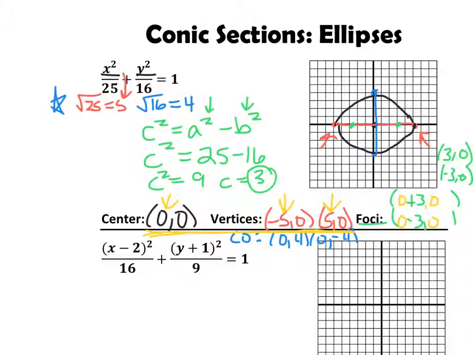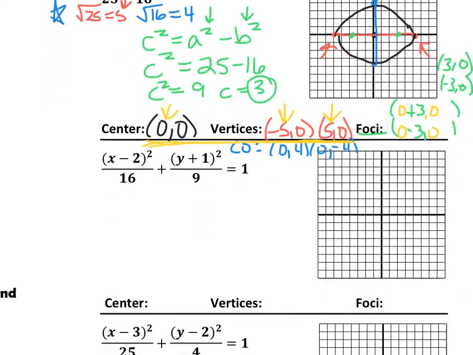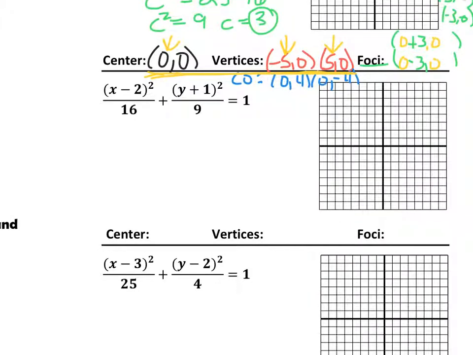Looking at the next one, here we have a slightly more interesting center. So my center here would be 2, -1, so let's graph that first. The square root of 16 would be 4. The square root of 9 is 3. You're going to see a lot of the same numbers because otherwise they get really large really fast and get hard to graph. Okay, so that means we're going to go 4 to the right, 4 to the left from my center. Then we're going to go 3 up, 3 down from my center.